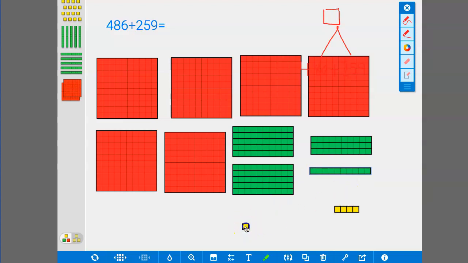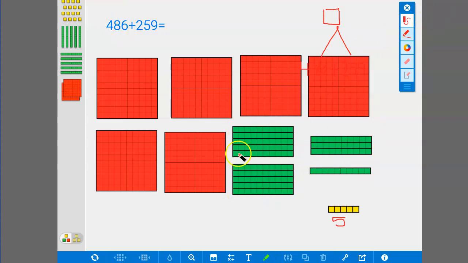Okay, so then we're left with just 5 ones. 1, 2, 3, 4, 5. So I'm going to go ahead and mark that right here, 5. It was actually 6 plus 9 made 15. Here's the 10, 11, 12, 13, 14, 15. But because we had 10 ones, we made it into a group of 10. So we had to regroup the ones to make a 10.